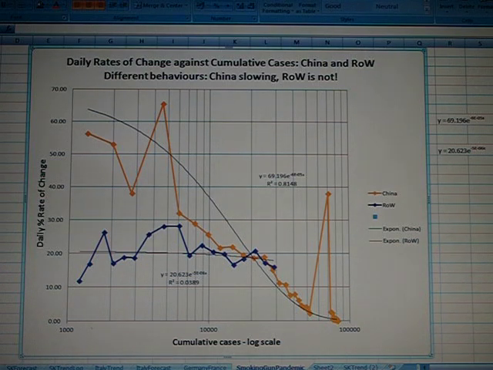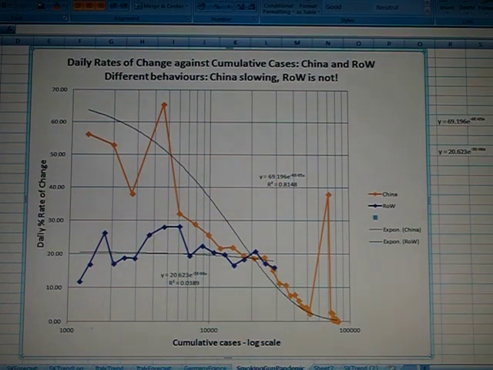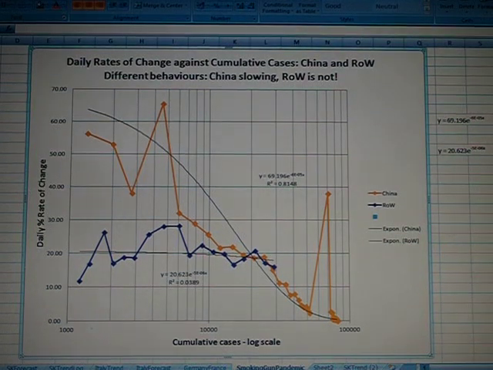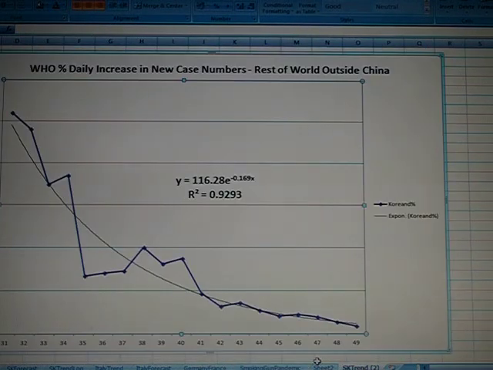Today's data point, when that comes, the 50th data point for Italy on the WHO report number 50, is going to give an indication. I'm going to give a forecast later for Italy tonight, and for South Korea on my next video, because I've got these trends all set up. Okay, this is the rest of the world outside China.